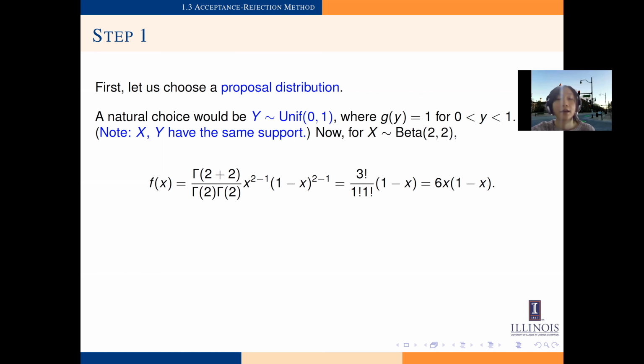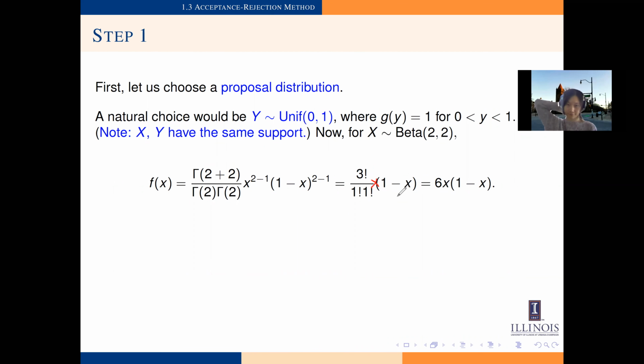In this case, let's subsequently find the PDF for x. We know that x follows the beta(2, 2) distribution. So f(x) is going to be equal to gamma of 2 plus 2 divided by gamma 2 squared, times x to the 2 minus 1 power, and 1 minus x to the 2 minus 1 power as well. And this is equal to 3 factorial divided by 1 factorial squared times x times 1 minus x. And this is equal to 6x times 1 minus x. Sorry, there's a typo over here. There should be an x here. So now we have f(x), which is equal to 6x times 1 minus x.